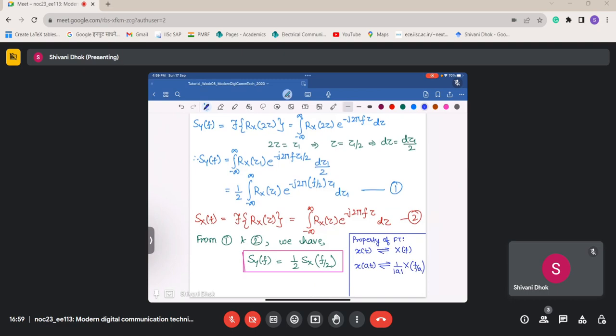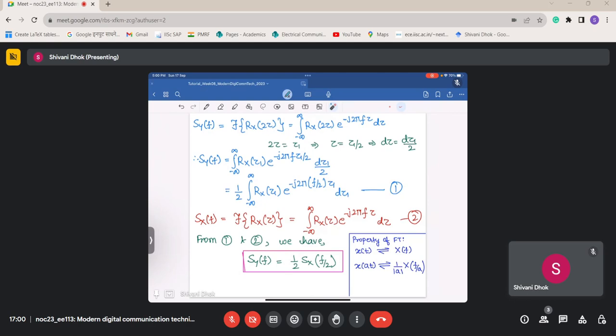We were having Rx of 2t, so here a was 2. So if Rx of tau has Fourier transform Sx of f, then Rx of 2 tau will have Fourier transform of 1 by magnitude of 2 into Sx of f by 2, which is equivalent to 1 by 2 Sx of f by 2, which we have obtained here. We would have reached the same answer.